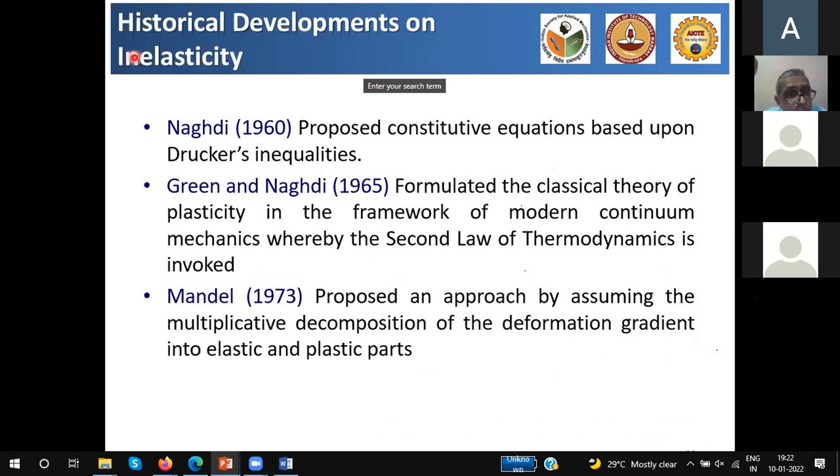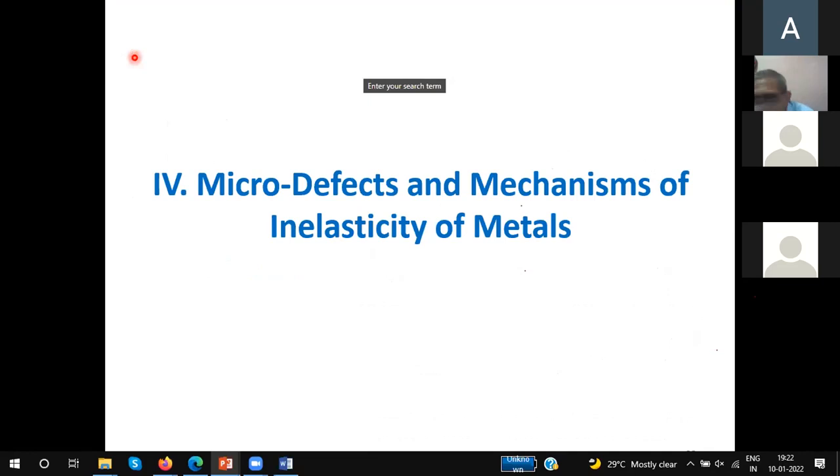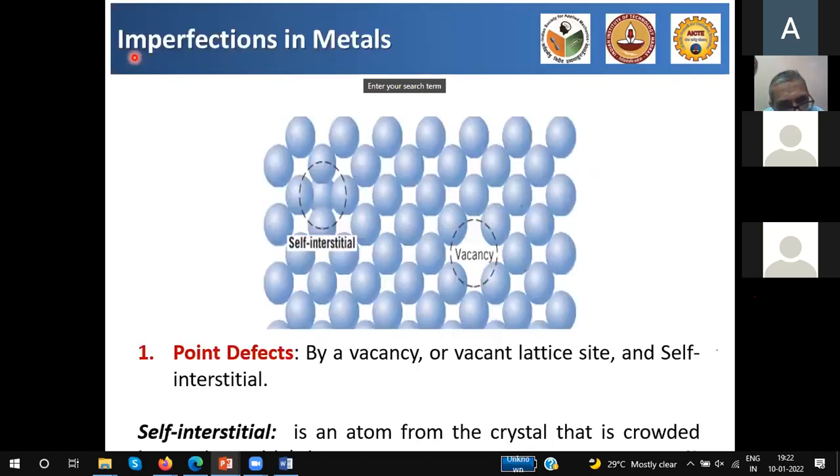So there are further developments by Naghdi, Green and Naghdi and so on. We'll just skip all this and go over to the next topic, which is on micro defects and mechanisms in plasticity. A lot has been talked about on these defects, on the role of voids.